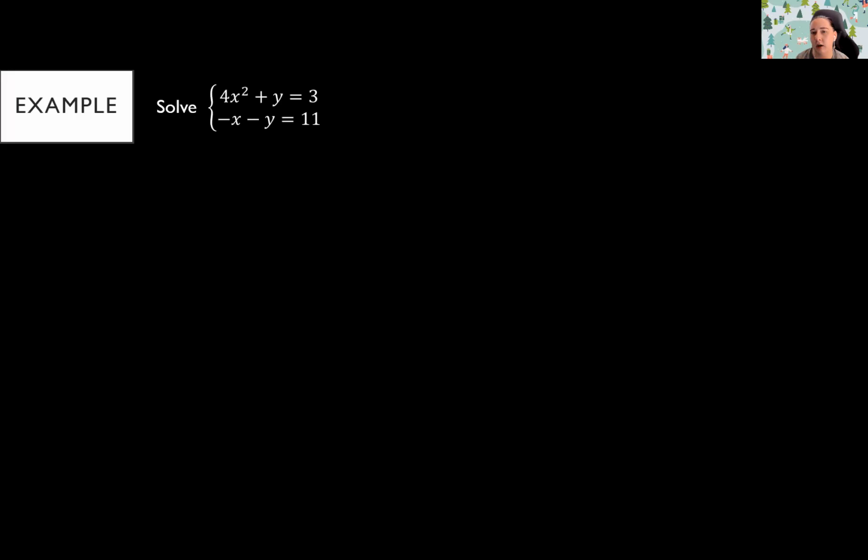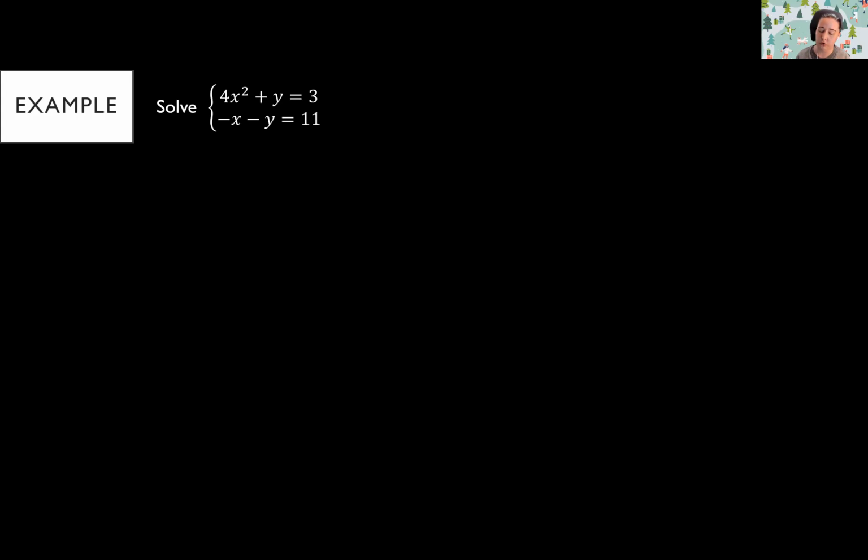So this is a good example of a nonlinear system. And this is one that you can solve with elimination, because if you add your equations together, the Y and the negative Y will cancel, and then you have just your X pieces. But we'll solve it with substitution because that's the most common way that we solve these. So we've got 4x squared plus y equals 3, and then negative x minus y equals 11.